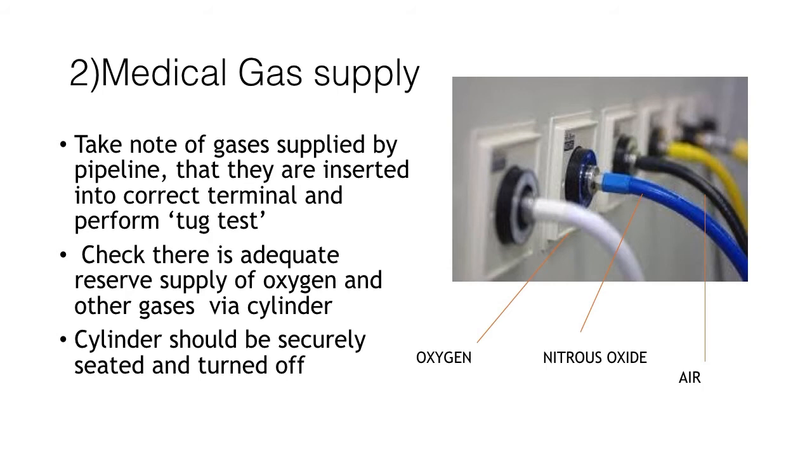In addition to the pipeline, you should also check there is an adequate reserve supply of oxygen and other gases that are available via cylinders on the back of the anaesthetic machine. These cylinders should be full, they should be securely seated, and they should also be turned off so they are not leaking.